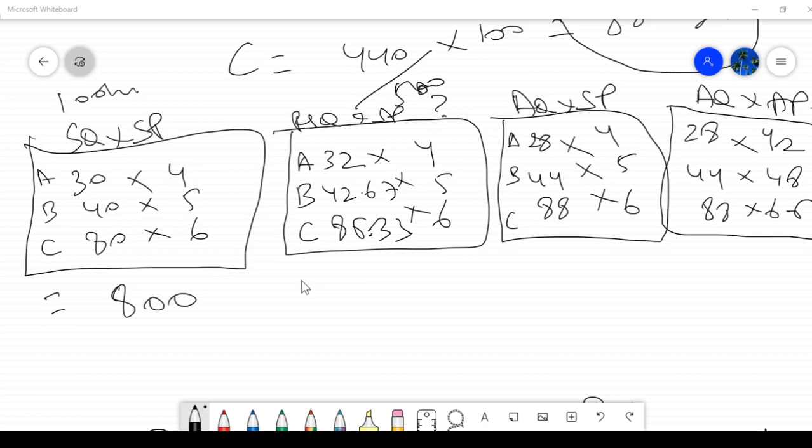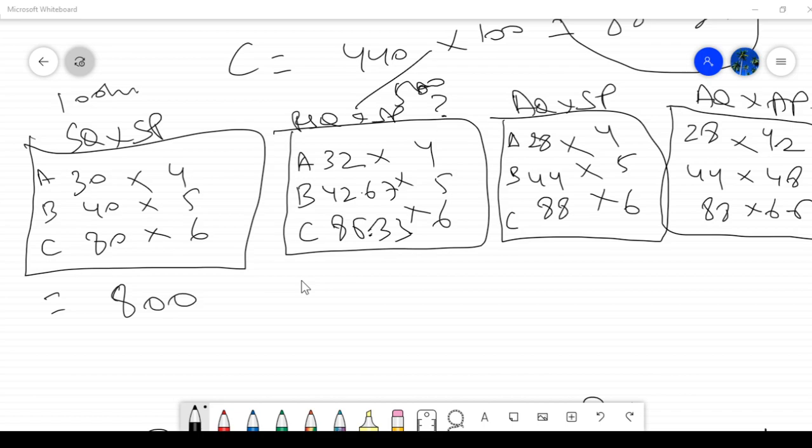Second case you will get 853.35. Okay. Third case you will get 860. Fourth case you will get 900.8. So 1, 2, 3, 4. Now you can easily work out the answer.